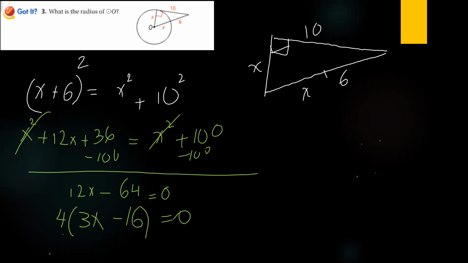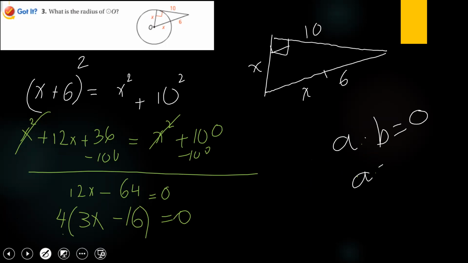Then, as you took before in grade 8, if you have a times b equals 0, what does it mean? Either a or b is equal to 0, bravo. It could be that a is 0, and b could be 0. So let's come back here now.